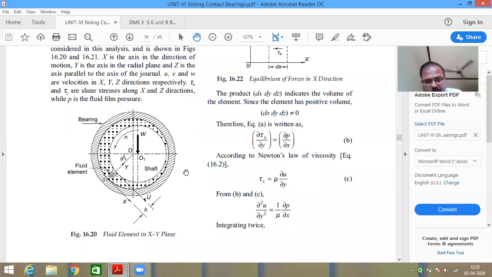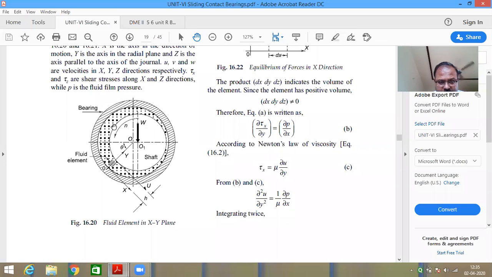Five minutes are there. See here in this figure, this is the bearing and this is the shaft. Shaft is nothing but we are calling it the journal. It is eccentric. O is the center of the bearing, O1 is the center of the shaft. W is the amount of radial load acting, N is the speed. This particular thickness of the oil film is denoted by h. U is the tangential velocity of the surface of the shaft.